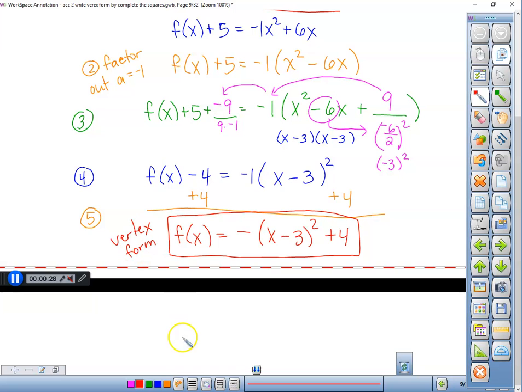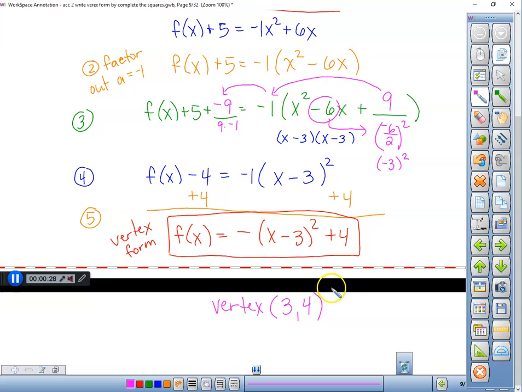And then we can't forget there was a little bit more to the problem. Remember, it wanted us to identify the vertex and whether that vertex is a maximum or minimum, which is two things we've already learned how to do. So our vertex, our h value would be the opposite of our -3, so that would be a +3, and the 4 is our k value, so (3, 4) is our vertex.